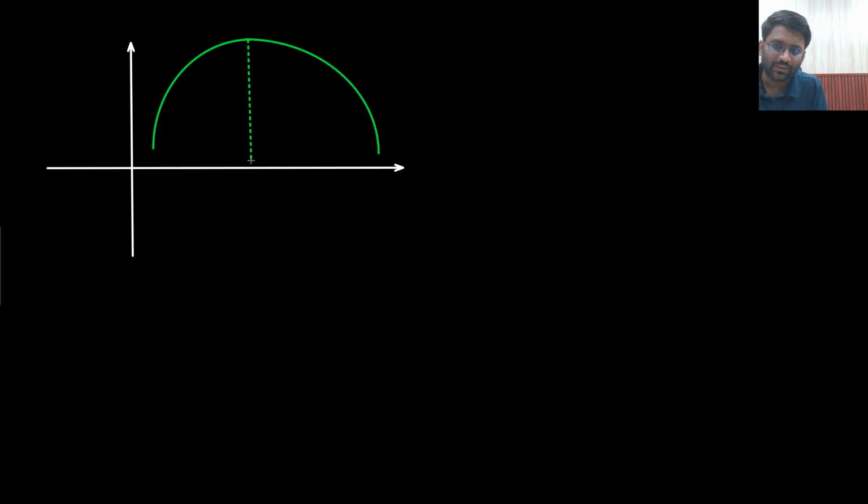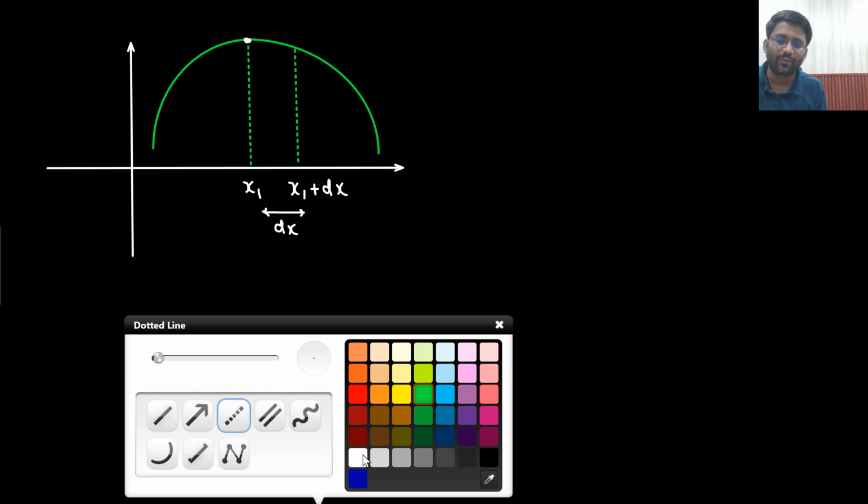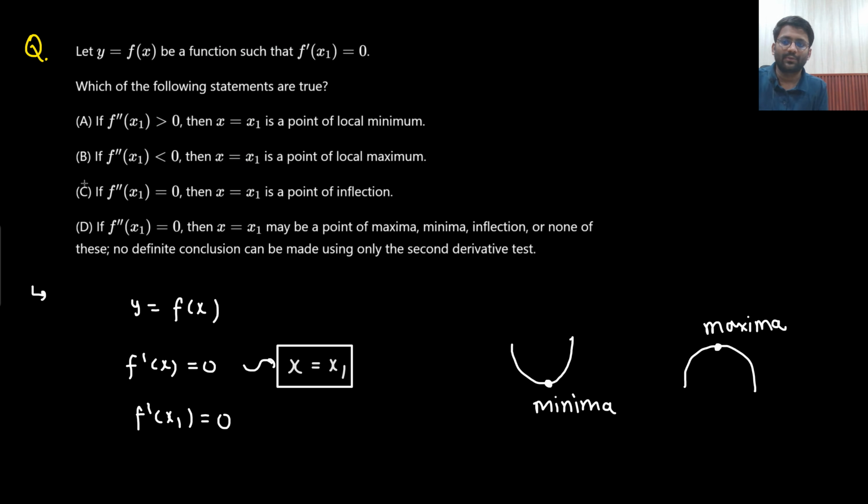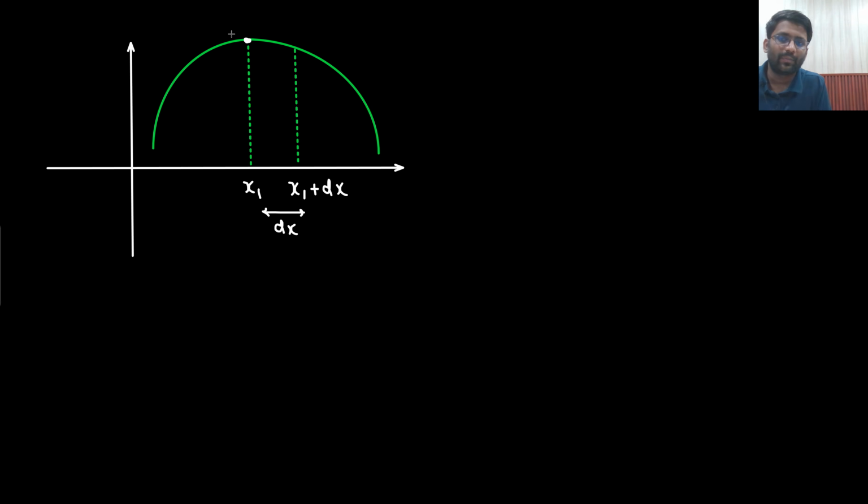This point is x equals x1, and this is x1 plus dx. That means I am increasing x1 by a small amount. So here, what is the slope? This is the point of maxima we have drawn. So we are discussing the point B as of now, because it is the point of maxima I have drawn. Here the slope is 0. That's what I already know.